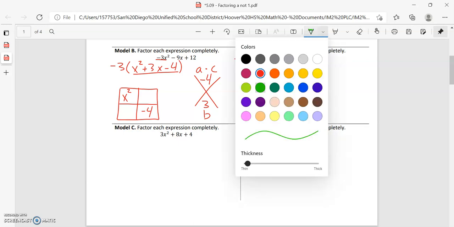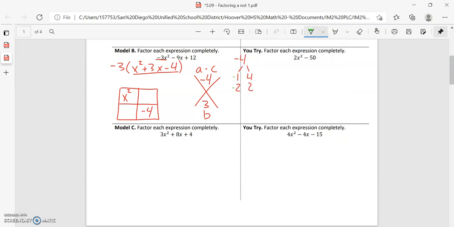Well, let's do what I did last time. Make the first numbers negative. -1 plus 4 equals 3. Oh, and we found it. So this time it was a lot easier. So -1 and +4. And those go over here with an x after them. And then we're going to factor out, going upwards.